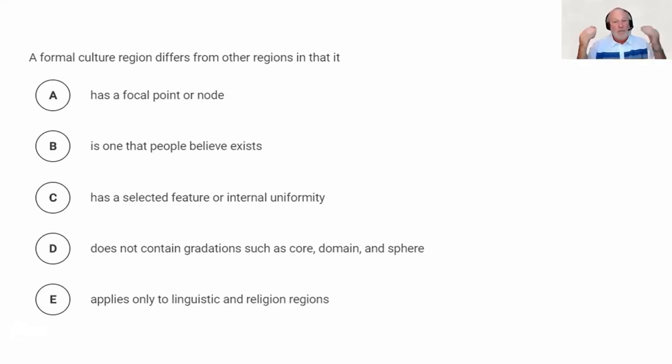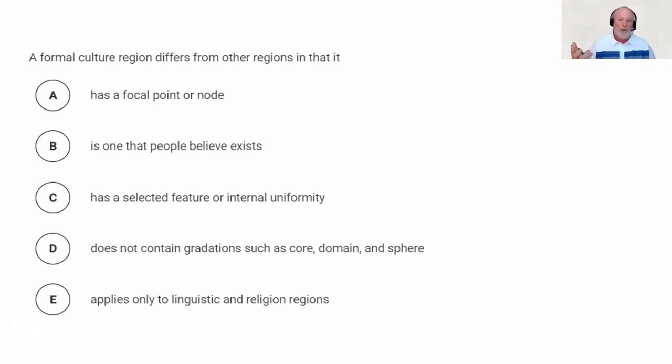B says it's one that people believe exists. There's your perceptual region right there. So we know that it can't be B. Look at C. We like C already. It's got a selected feature or an internal uniformity. Remember, formal, AKA uniform. D says it does not have gradations like the core, the domain, the sphere.